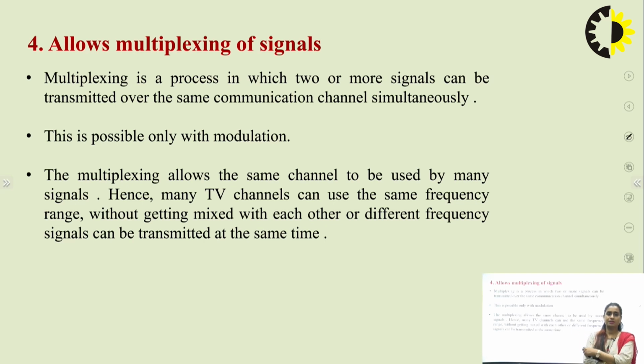It allows multiplexing of signals. Multiplexing is a process in which two or more signals can be transmitted over the same communication channel simultaneously. Why are we considering multiplexing here? Let us talk about any communication system, and two most important resources of any communication system include bandwidth and power, isn't it? Power and bandwidth are the two most important resources of any communication system. There should be a way to increase the usability of the bandwidth.